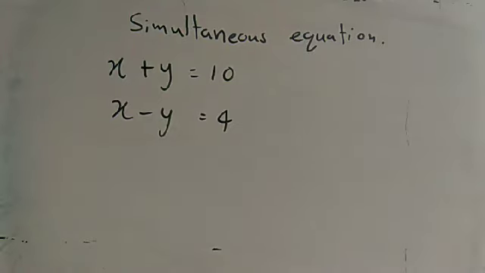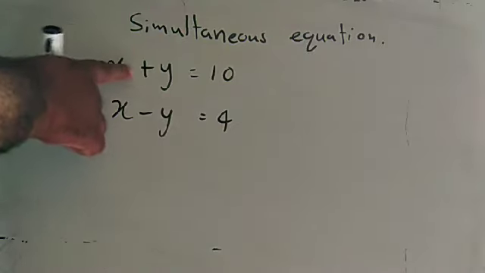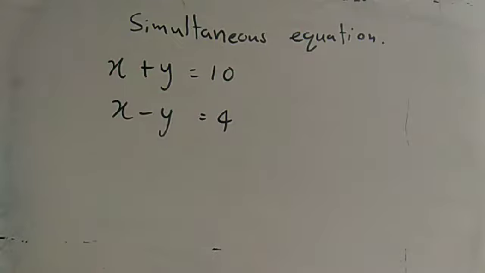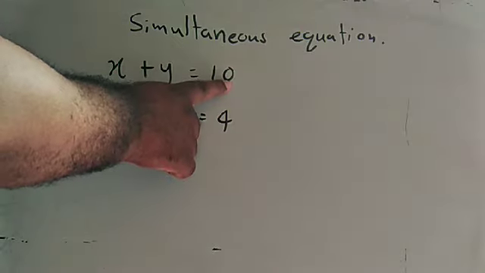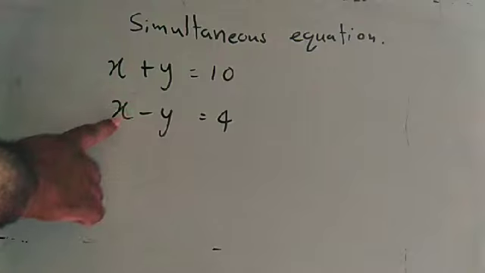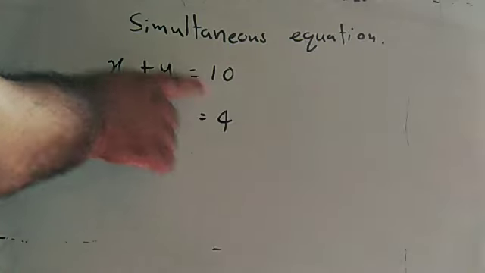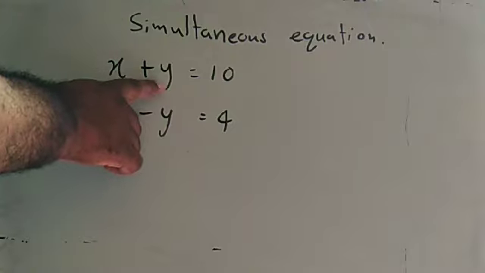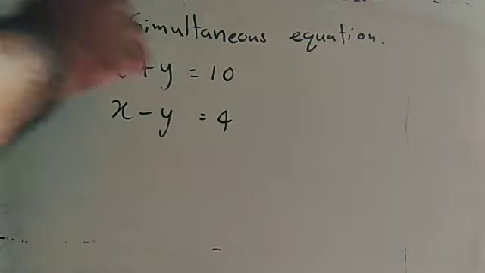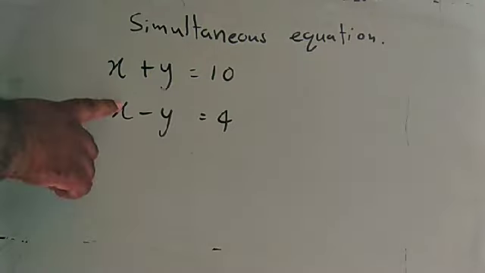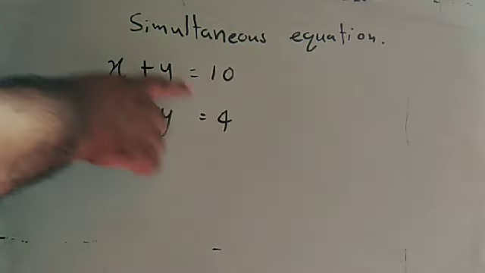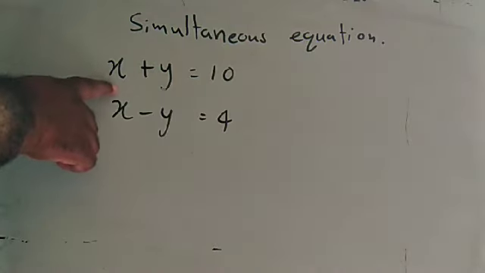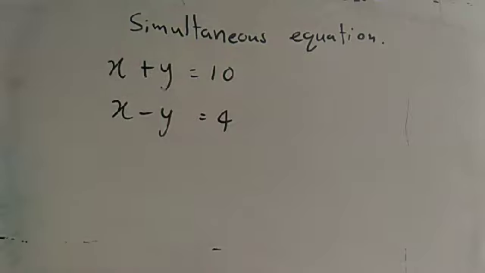Right? Then you can see x and y are unknown terms. 10 is a known term, a constant term. 4 is a known term. When we add, the unknown terms make 10. When we subtract, this makes 4. What is the value of x and what is the value of y?